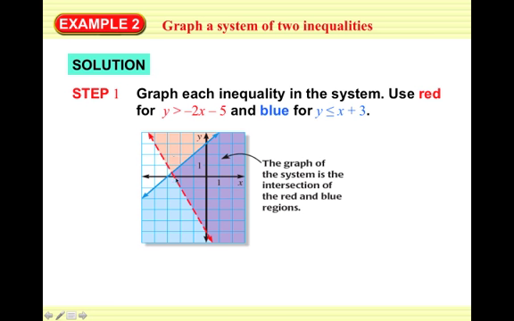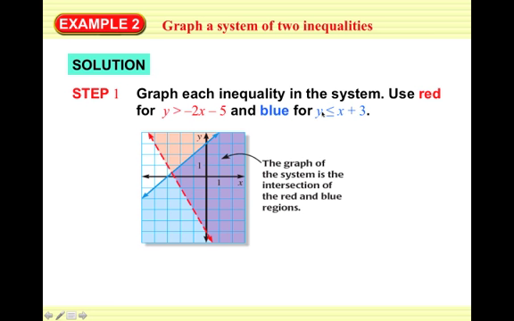Now you can test (0, 0), and if you do, you'll get 0 greater than negative 2 times 0 minus 5, so 0 greater than negative 5. That's true, so you'd shade above. Or since y is by itself, you can just go, oh, it's greater than, so I'm going to shade above.